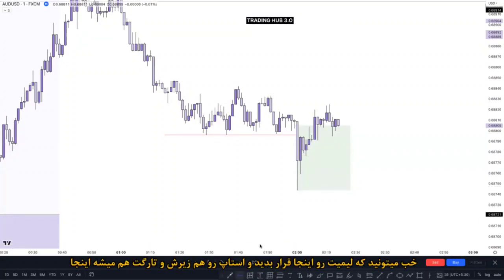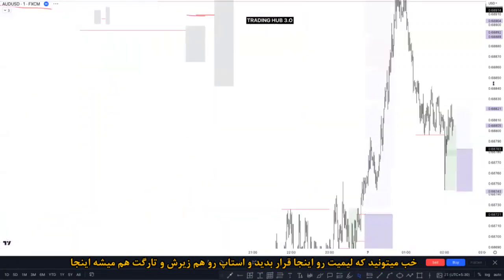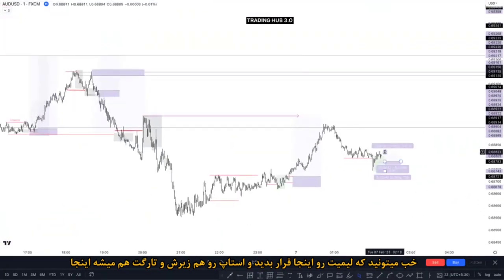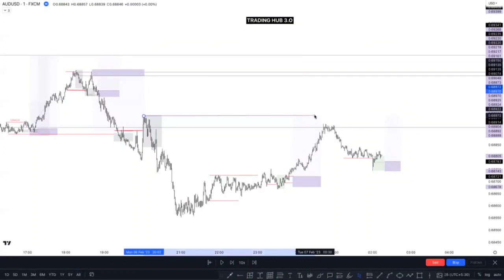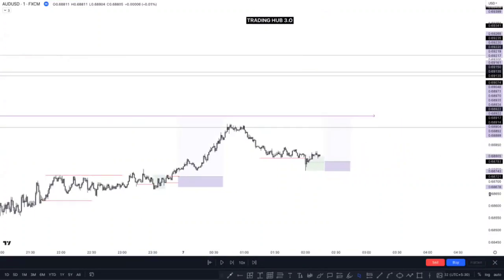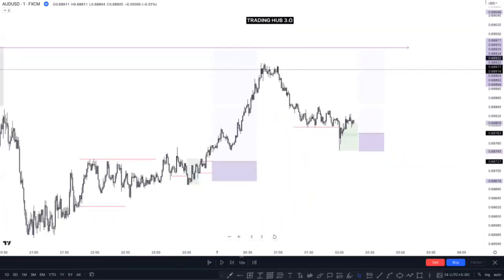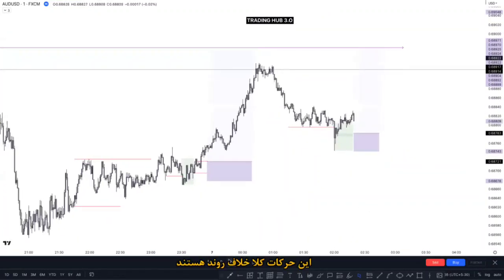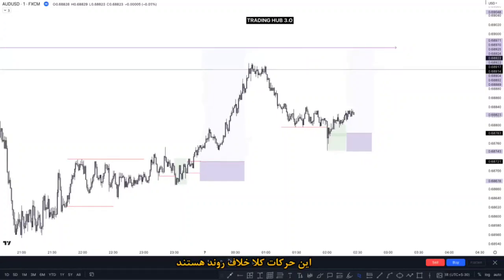So simply you can, like here, place the buy limit order here and put the stop loss just below it for the safer side and target this one. Okay. Now let's see what is happening here. And these are counter trend moves here, as you know.